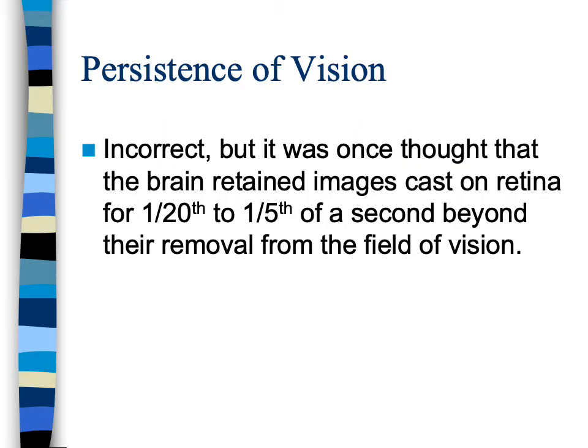So persistence of vision, you're going to want to take a few notes on these things, which I mentioned before. If you check it on Google or Wikipedia, it still sometimes shows the incorrect definition. It was once thought that the brain retained images cast on the retina for like 1/20th to 1/5 of a second beyond their removal from the field of vision. However, that was discovered to not be true.